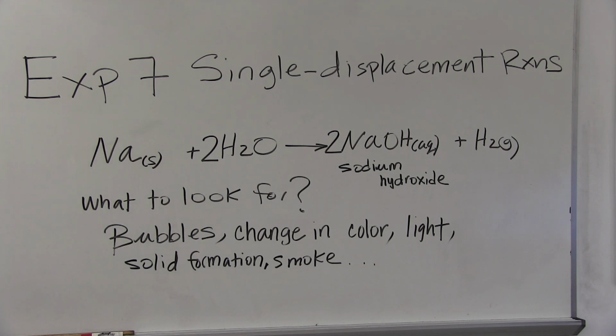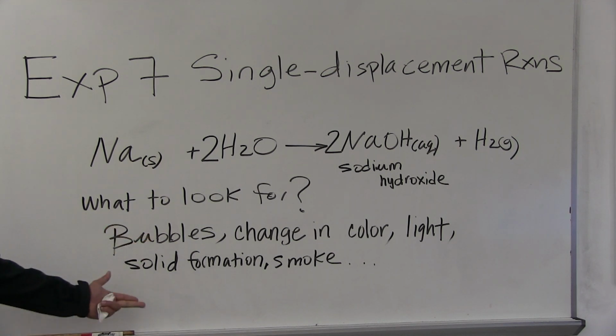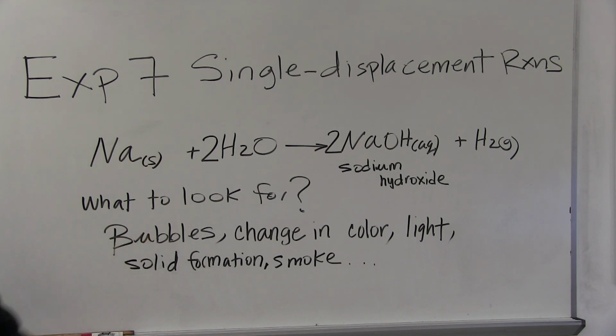As a reminder, just like we went over in lecture, what do you look for as evidence that a reaction has taken place or is taking place? Well, you want to look for bubbles, you want to look for change in color, you want to look for the production of light or the formation of a solid and smoke and so on. So when I do these experiments today, you need to record your observations, such as bubbles, change in color, light, because if you see these things, then that's evidence that a chemical reaction has taken place. If you do not see these things, then no reaction has taken place.